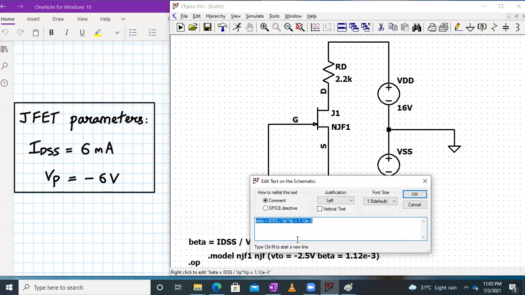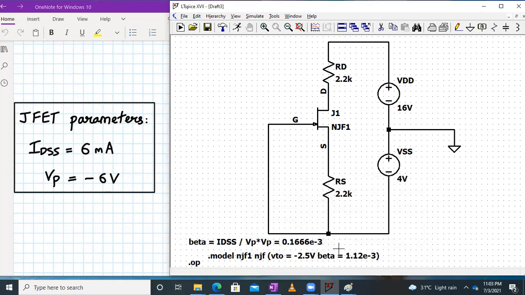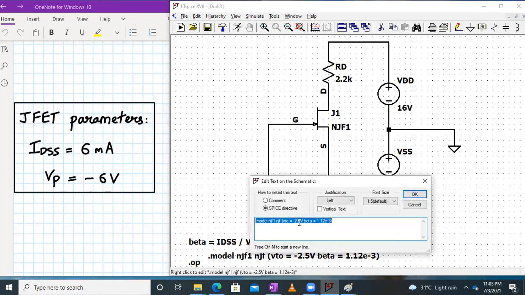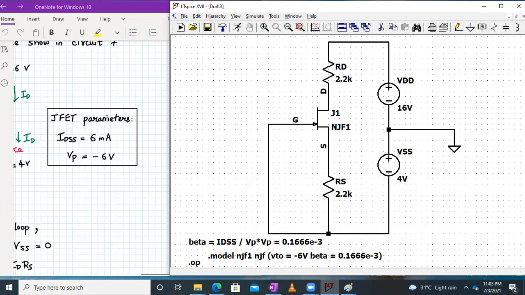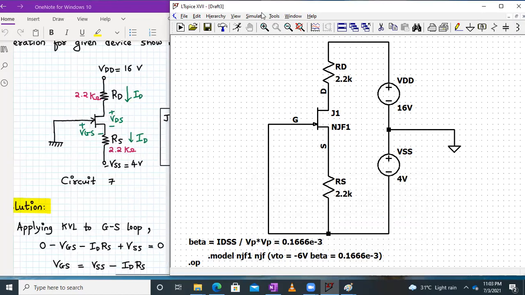So beta will be 6 milliamperes divided by 6 square, which is coming out to be 0.166. Beta is coming out to be 0.1666. So we'll modify the dot model statement accordingly. VTO will be minus 6 and beta will be equal to 0.1666. And now we are ready to simulate the circuit and verify the answers. So we'll click on simulate, click on run.